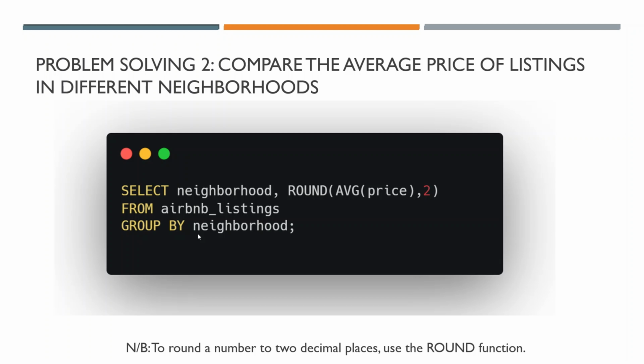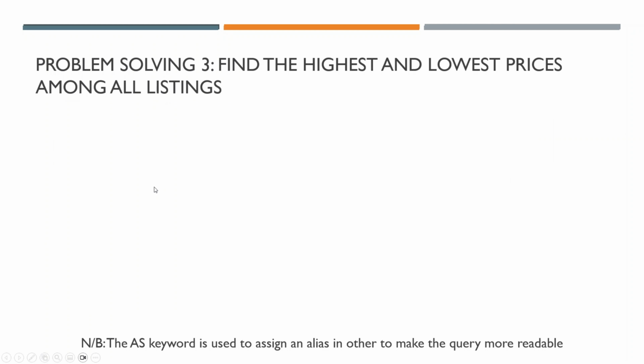Now, let's go into problem solving 3. Here we are looking for the highest and the lowest price among all listings. Let's say we want to see which listing has the lowest price and which listing has the highest price. This is what we want to explore in this aggregation problem solving. So let me jump back into my Azure Studio.